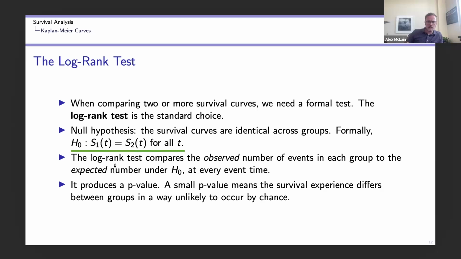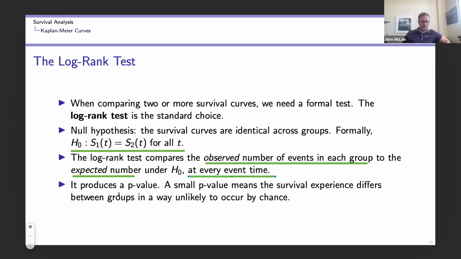How does it work? Well, what the log rank test does is it compares the observed number of events in each group to the expected number of events if the two survival curves were the same at every time point. So it ends up being, honestly, a little bit like a logistic regression at every time point. So looking at, all right, is the observed number of events that we've seen so far equal to what is expected if these survival curves are actually the same? So departures from this will lead us to reject the null hypothesis.